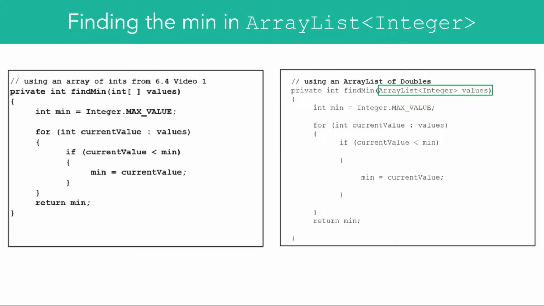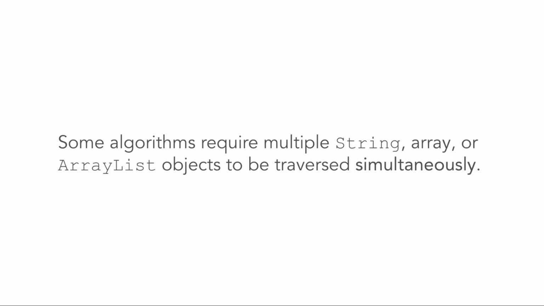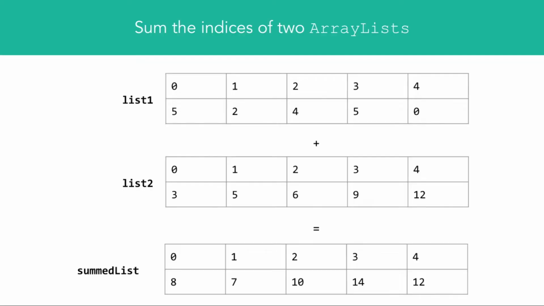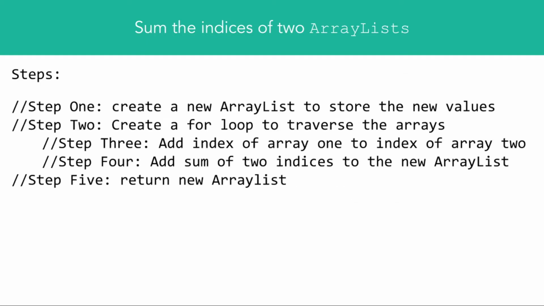Some algorithms require multiple string array or ArrayList objects to be traversed simultaneously. Let's practice. If we wanted to sum the indices of two array lists, we could do so by traversing both of the array lists at the same time. Let's take a look at how we could do that. Notice that these array lists are the same size. Here are all the steps that it would take to implement this SumArrays method.